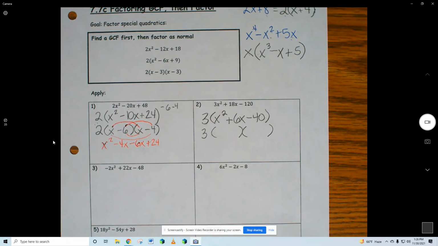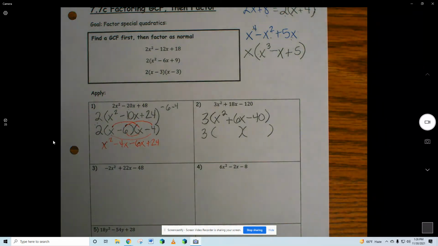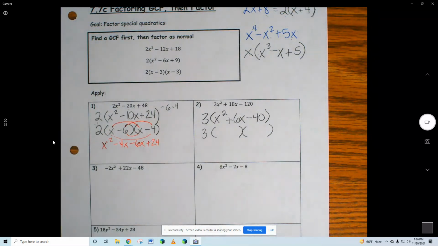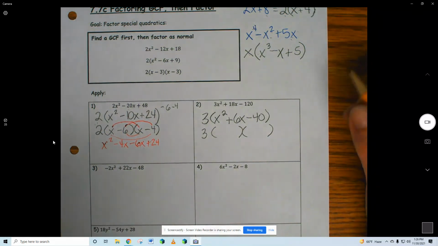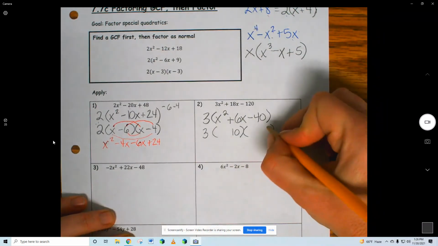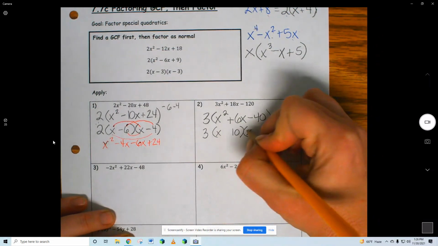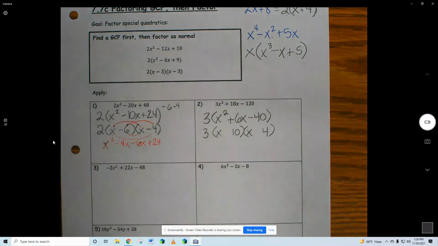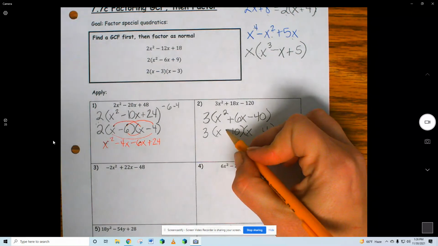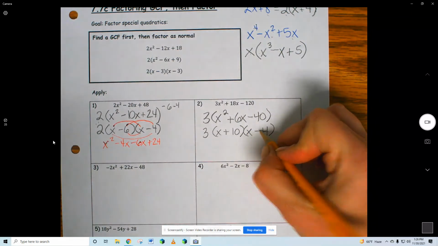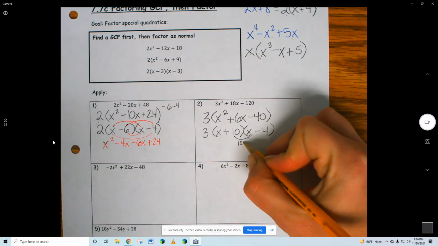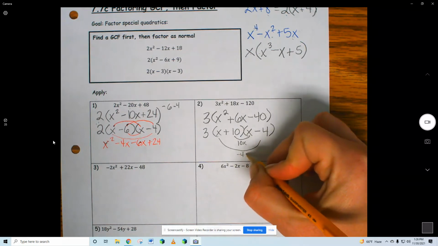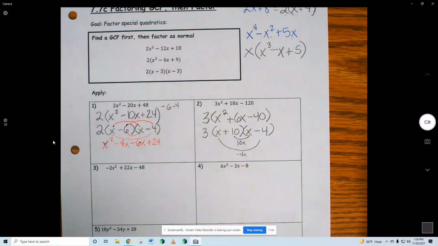Okay, what were the numbers that you thought of? 10 and 4? 8 and 5 wouldn't make 6. Did you get some signage? Positive 10. Oh, I want him to be a positive 6. Let's check it. 10x, negative 4x. Yeah, that makes positive 6. Good.